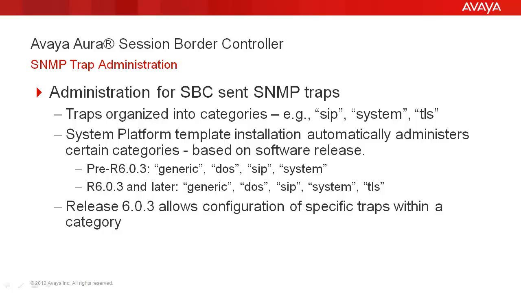The System Platform Template Installation Wizard automatically enables a number of categories, the specifics of which are release dependent. For release 6.0.3, instead of having all traps associated with a category always being sent to a trap target or destination, you also have the capability to designate the specific trap sent within a category. We will review how to enable a trap category, or trap filter as it's actually designated in the configuration, as well as how to enable specific traps.